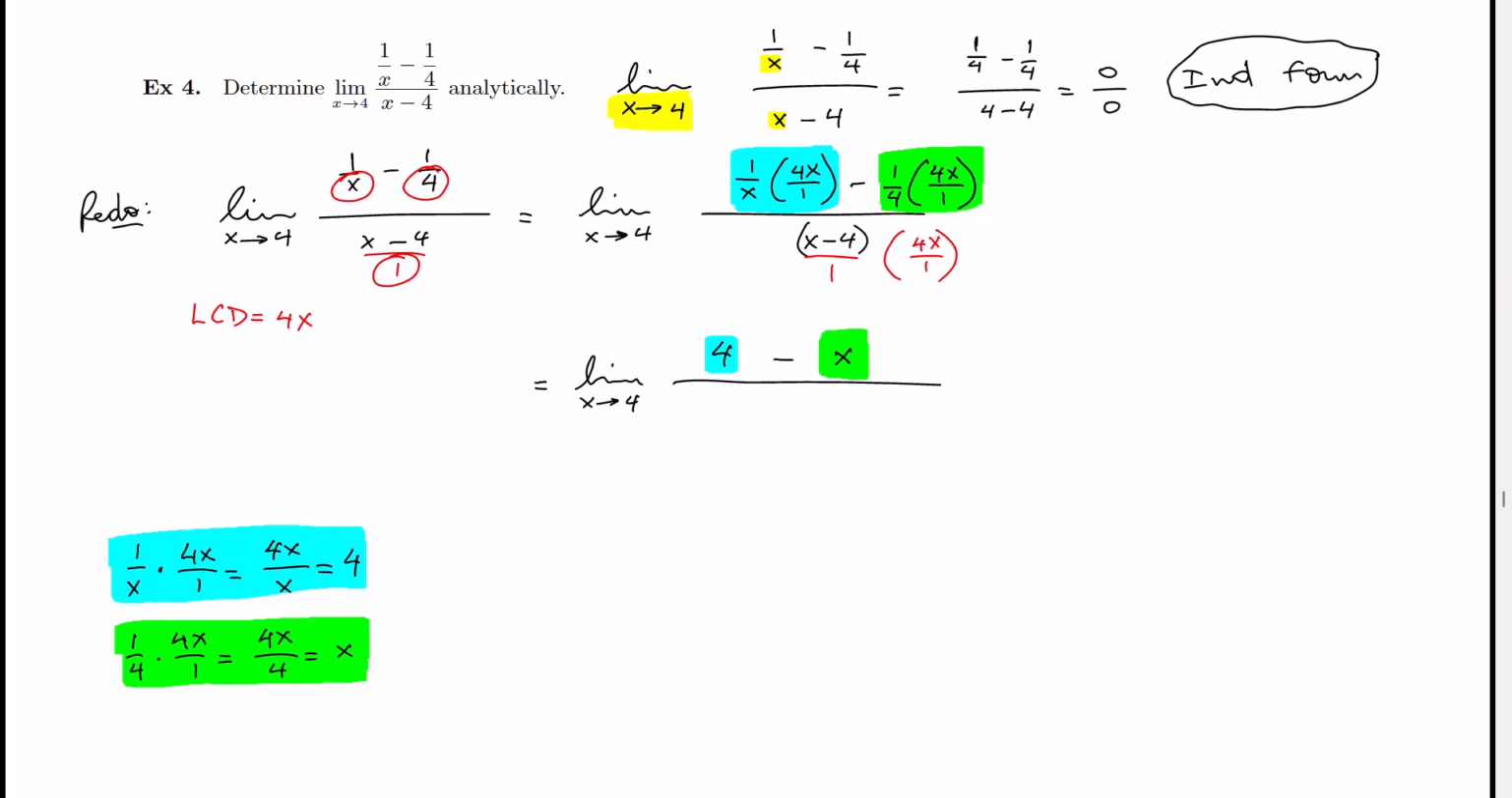So we have 4 minus x, and then on the denominator we have x minus 4, all multiplied with 4x. And again, don't actually distribute, don't FOIL it, don't multiply it, just leave it alone for a second.